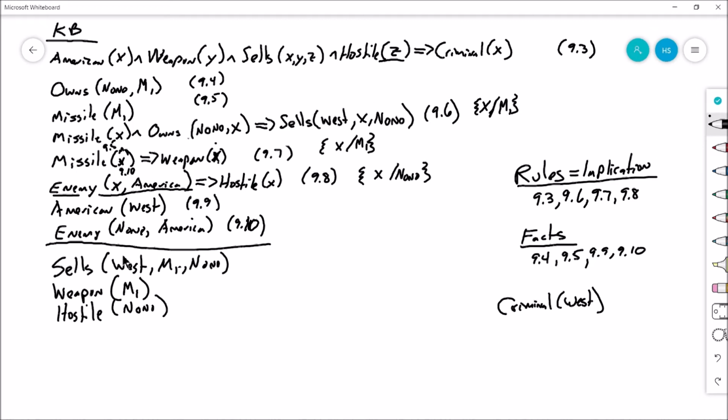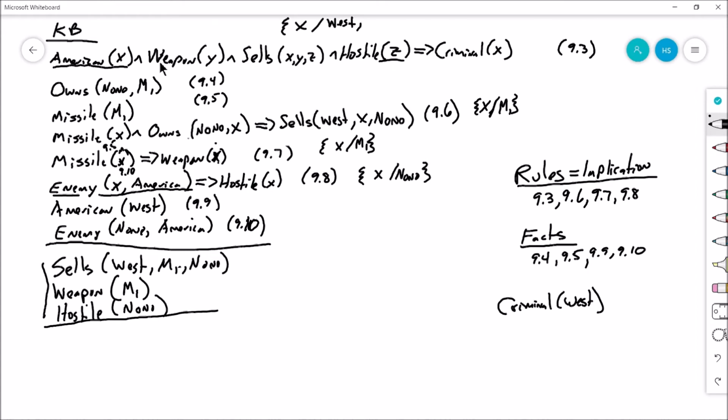Now that we have added these three new facts to our knowledge base, we can then go back and satisfy Rule 9.3. Now, how can we do that? Well, let's look for existing facts. Is there something here we can use for X? Well, let's look for a fact. We'll look at fact 9.9, American West. So for X, we can replace that with West. Now, what about for Z?